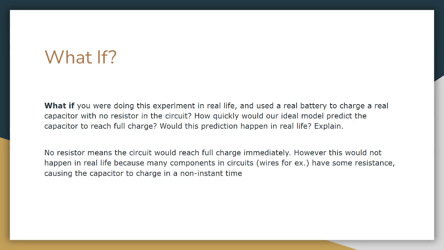And then if you were doing this experiment in real life, using a real battery to charge a capacitor with no resistor, how quickly would our ideal model predict the capacitor to reach full charge? Would this prediction happen in real life? No resistor means the circuit would, in theory, reach full charge immediately. However, this would not happen in real life because many components in circuits, wires for example, have some resistance, causing the capacitor to charge in a non-instant time.